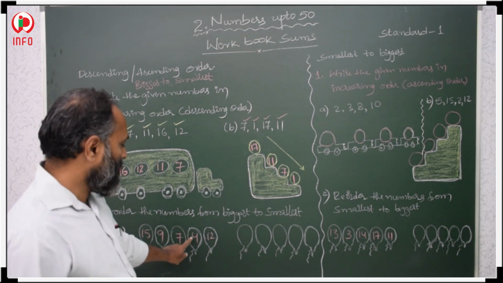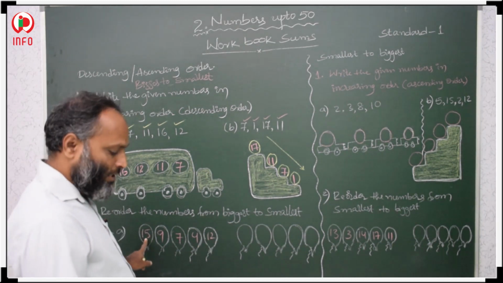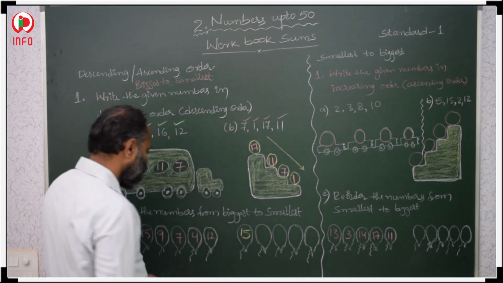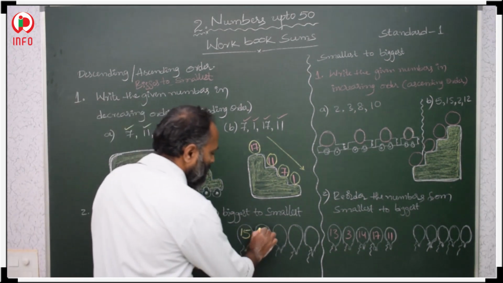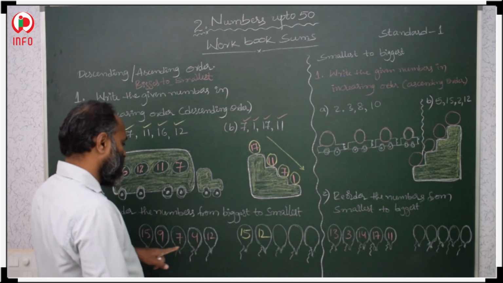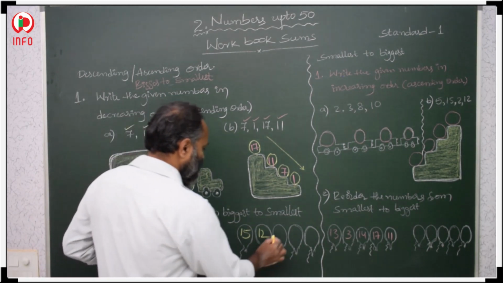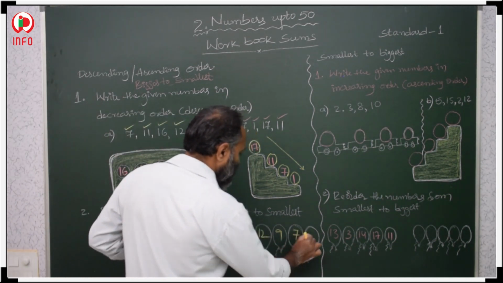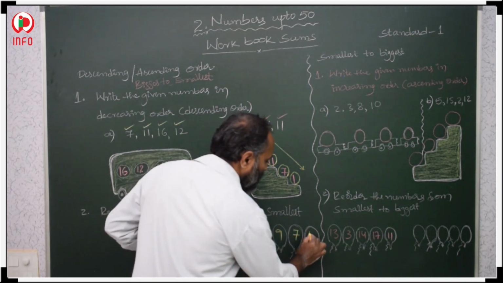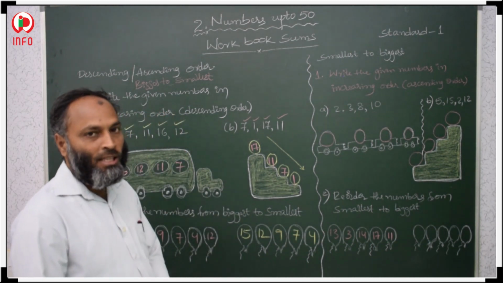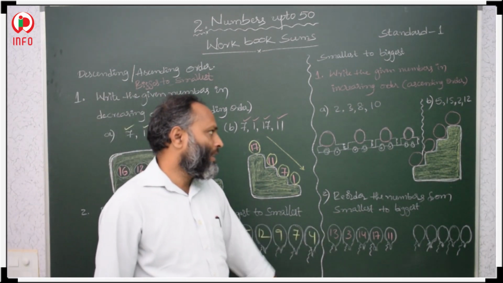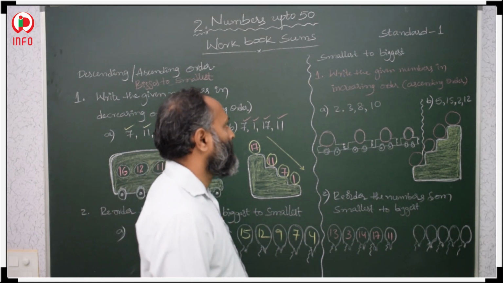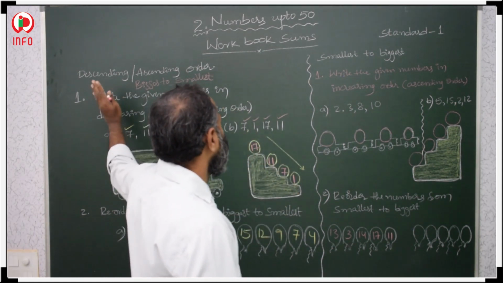15, 9, 7, 4, 12. 15 is the biggest one. Then after that, 12 is smaller than this. And 9 is smaller than 12. And 7 is smaller than 9. And 4 is smaller than 7. So in this way we arrange in descending order. Now this completes descending order.